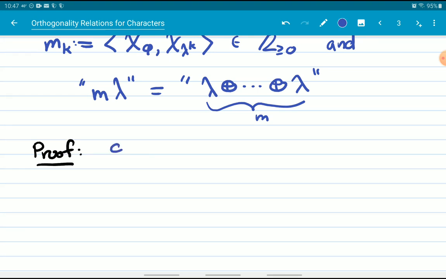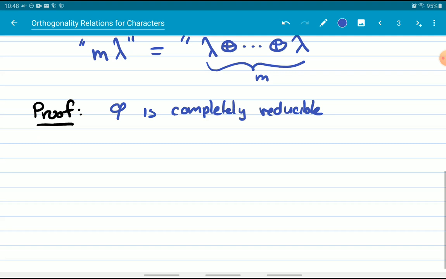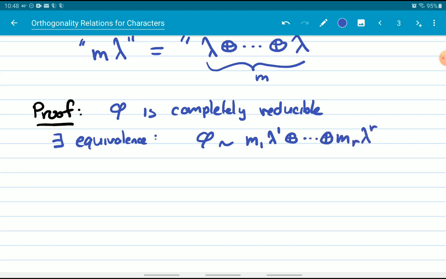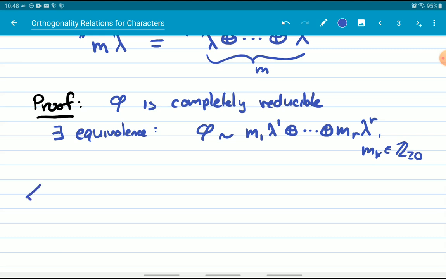So we know that phi is completely reducible because all finite dimensional representations are. So there exists an equivalence of that type. Phi is equivalent to m1 lambda 1 direct sum up to mr lambda r, because I've accounted for all the irreducibles. I can assume they're lambda 1 through lambda r. I don't know what the mk's are yet. I just know that they're non-negative integers. But now I can compute those numbers using the character.